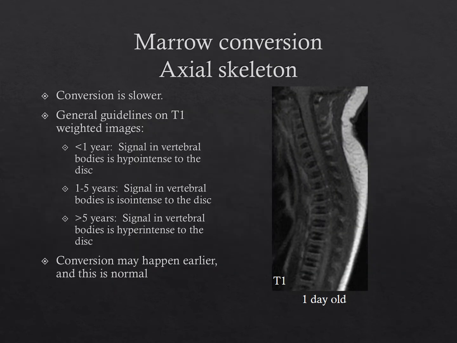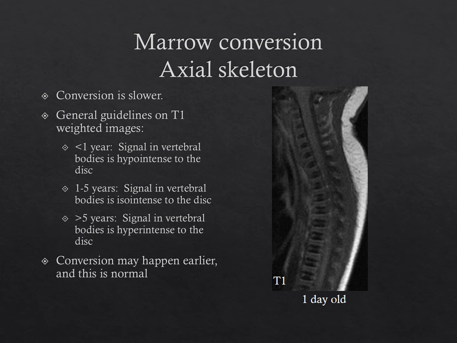In the axial skeleton, conversion to fatty marrow is slower, and red marrow may persist in the thoracic cage, the vertebral column, and pelvis throughout childhood and into adolescence. This is a general guideline for marrow signal in the spine. In children less than 1 year, the vertebral bodies are typically hypointense to the adjacent disc on T1 weighted images. In children between 1 and 5, the vertebral bodies and discs are isointense. In children greater than 5, the vertebral bodies are hyperintense to the adjacent disc. However, marrow conversion is often seen earlier than this typical guideline, and this is normal.